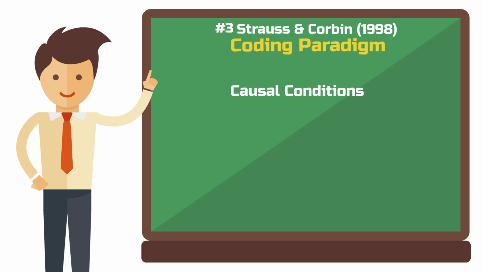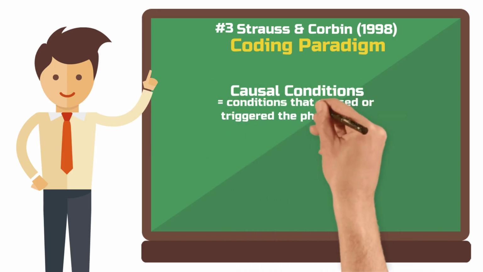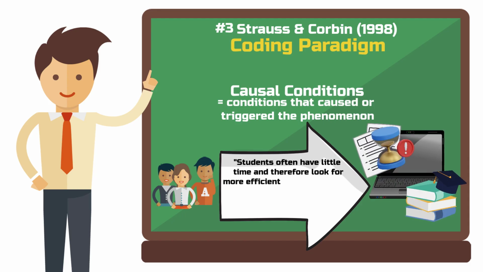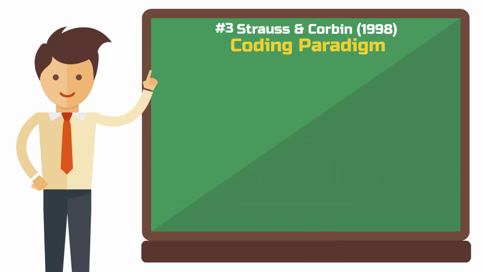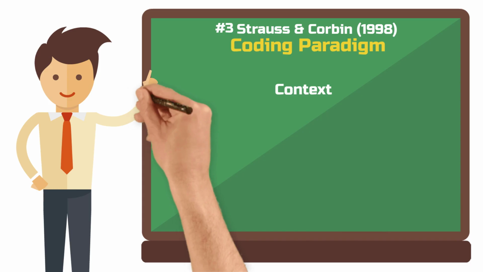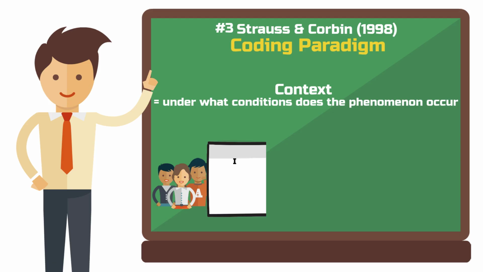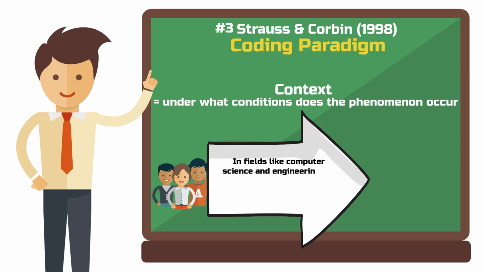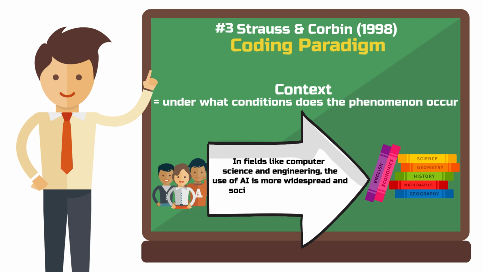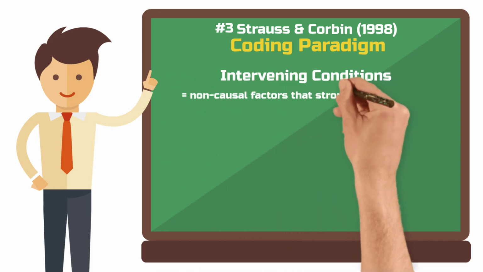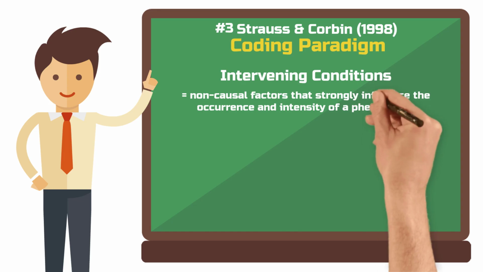Causal conditions explain what causes or triggers the phenomenon. For example, students often have limited time, seeking more efficient learning methods to manage their studies better and cope with exam pressure. The context describes specific circumstances or settings where the phenomenon takes place. For example, in fields such as computer science or engineering, AI usage is more widespread and socially accepted compared to human sciences. Intervening conditions don't directly cause but significantly affect how strongly a phenomenon occurs.